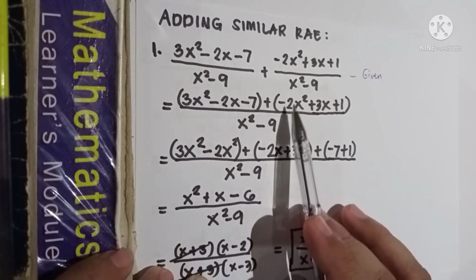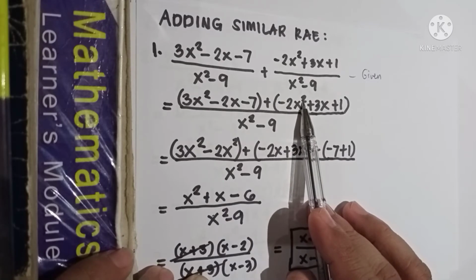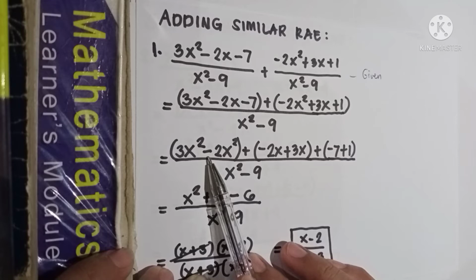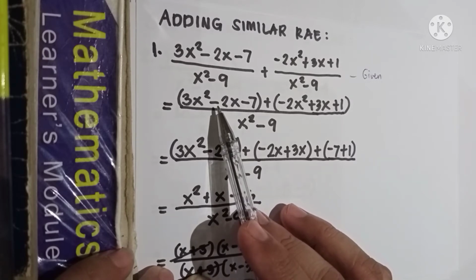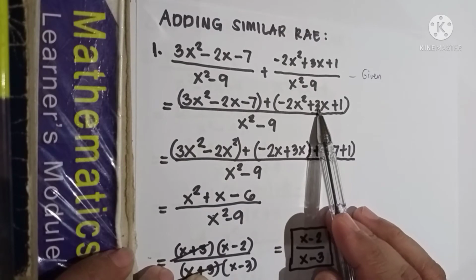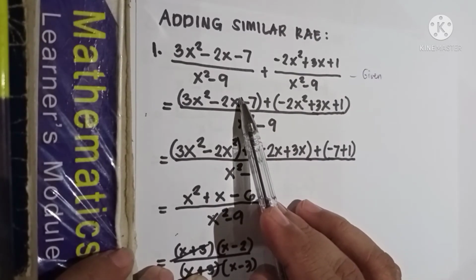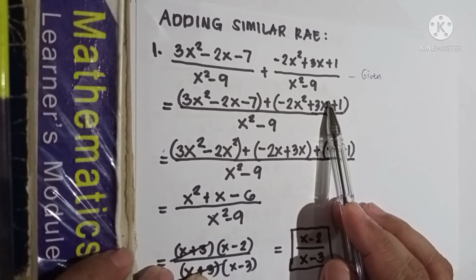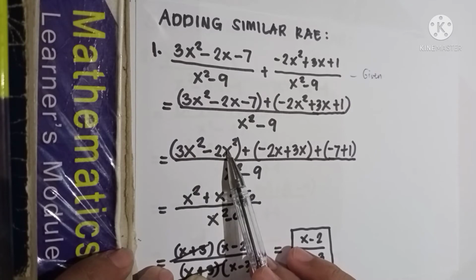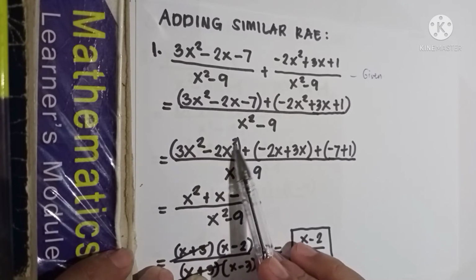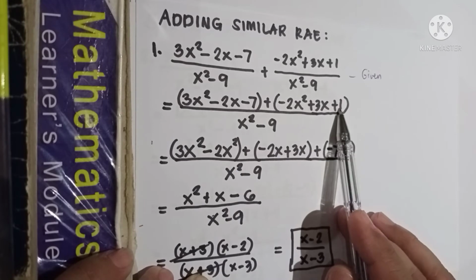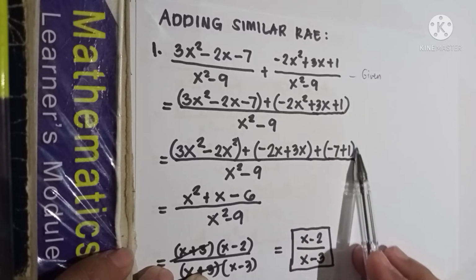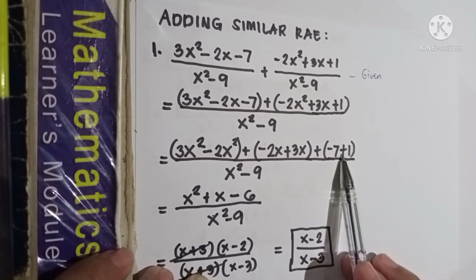So 3x squared and negative 2x squared are similar terms. That's why we write those similar terms in one parenthesis. Plus, another similar terms are negative 2x and positive 3x. They are similar because they have the same exponent, which is 1. Just like in the first pair, their exponents are 2. To continue, plus this negative 7 and positive 1 are also similar terms as constants. So that's why we separate them, negative 7 plus 1.